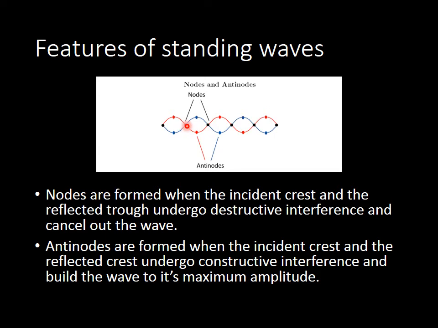The other big feature you need to know about is what they call an antinode. Antinodes are formed when the incident crest and the reflected crest, or the incident trough and the reflected trough, undergo constructive interference, basically that they build the wave up. And so when that occurs, we get maximum amplitude on the wave. It gets bigger. It's as loud as it's going to get. It has the most energy it's going to have.